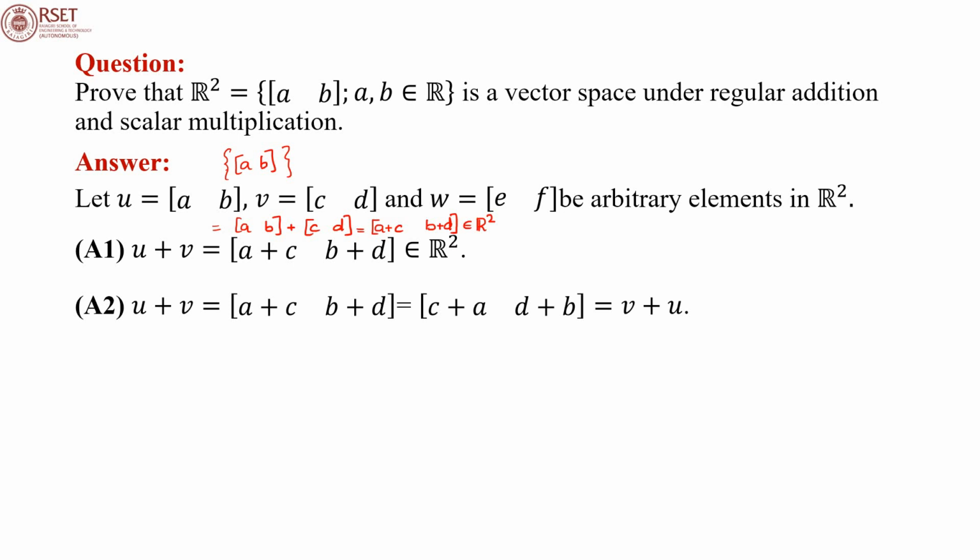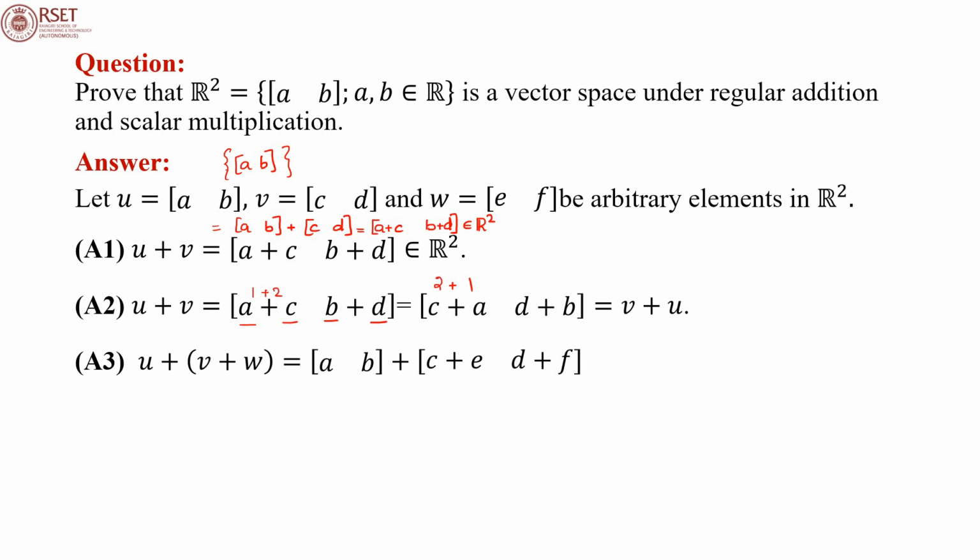Now let us consider A2. A2 is the commutative law for addition. So u plus v is (a plus c, b plus d), and we know a, c, b and d are real numbers. Real numbers satisfy the commutative law of addition. So a plus c is the same as c plus a, that is, 1 plus 2 is the same as 2 plus 1. For any real numbers, this property is satisfied. So a plus c is the same as c plus a, and b plus d is the same as d plus b. That is, u plus v is the same as v plus u.